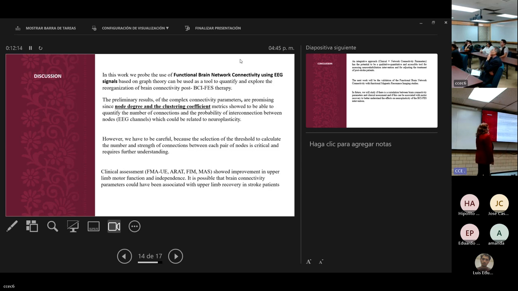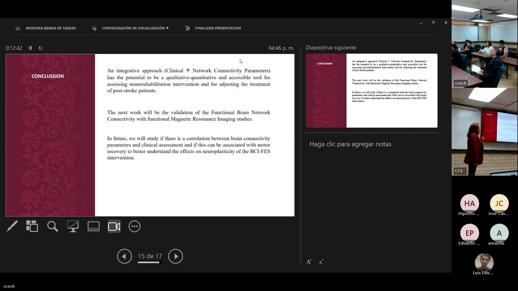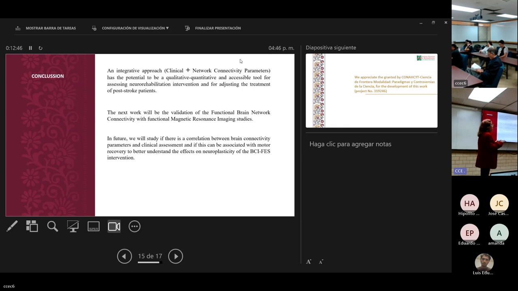Of course, we have to be careful because the selection of the parameters to calculate these metrics is critical and requires further understanding. Clinical assessments show improvement in upper limb motor functional independence. It's possible that brain connectivity parameters can be associated with upper limb recovery in stroke. This approach, integrating clinical and network connectivity parameters, has the potential to be a qualitative, quantitative, and accessible tool for assessing neurorehabilitation interventions and adjusting the treatment of post-stroke patients.